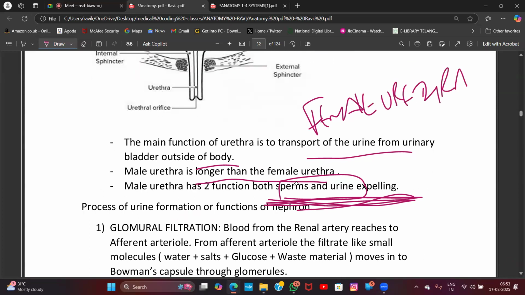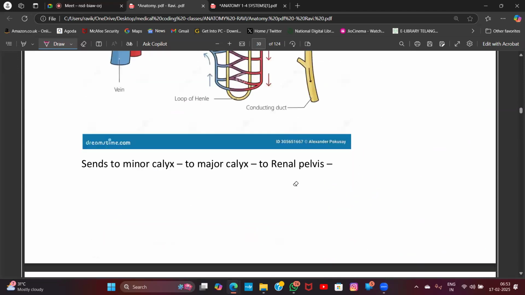what? Urine. The female urethra only carries urine, but the male urethra carries both. Am I audible? Yes: sperm and urine. This is about the entire renal system.